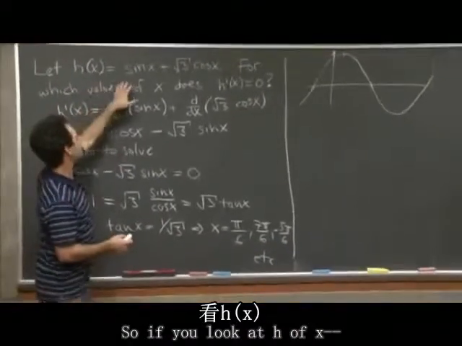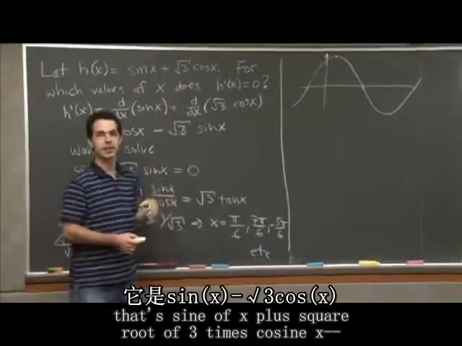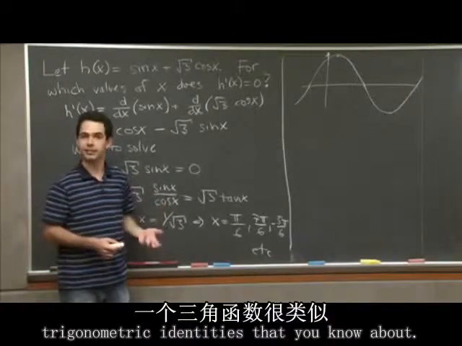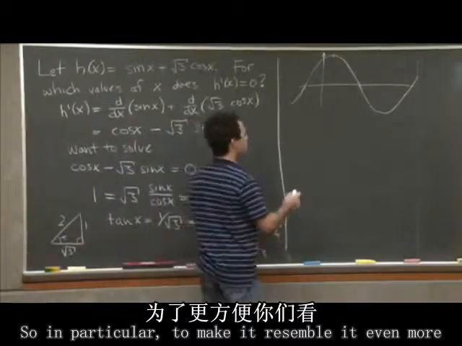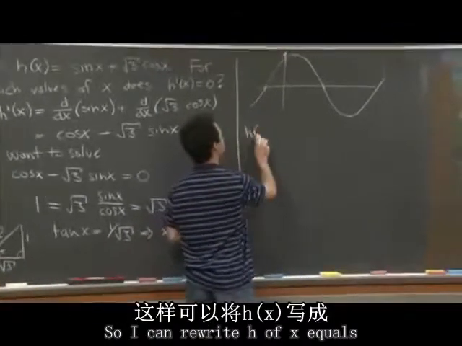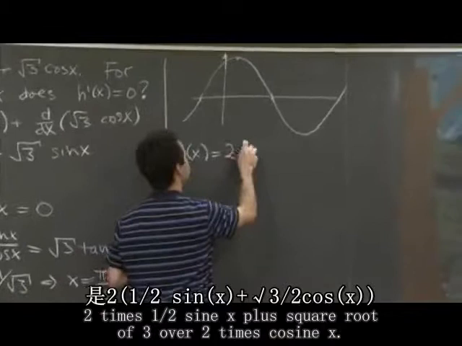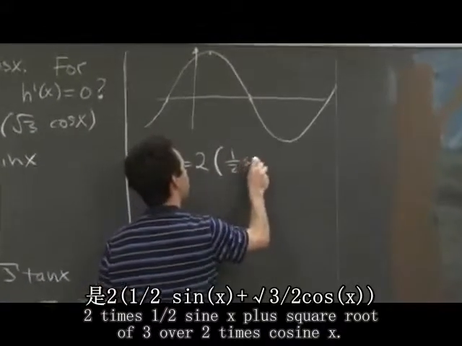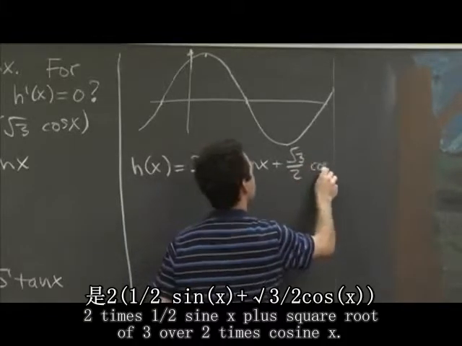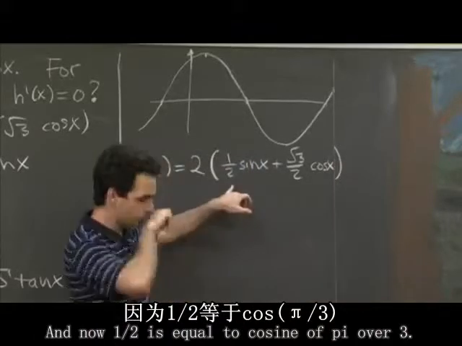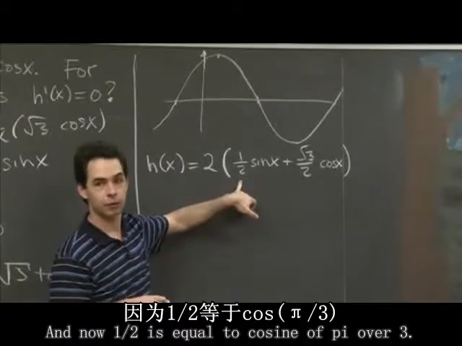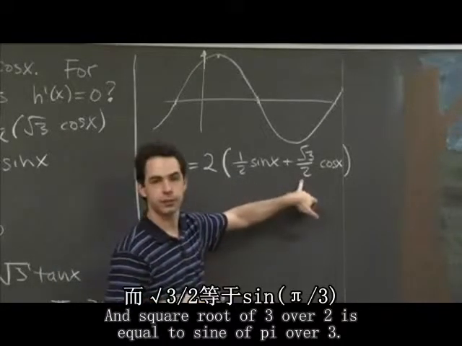So if you look at h of x, it's sine of x plus square root of 3 times cosine x. It resembles closely one of your trigonometric identities that you know about. So in particular, to make it resemble it even more, I can multiply and divide by 2. So I can rewrite h of x equals 2 times 1/2 sine x plus square root of 3 over 2 times cosine x. And now 1/2 is equal to cosine of pi over 3. And square root of 3 over 2 is equal to sine of pi over 3.